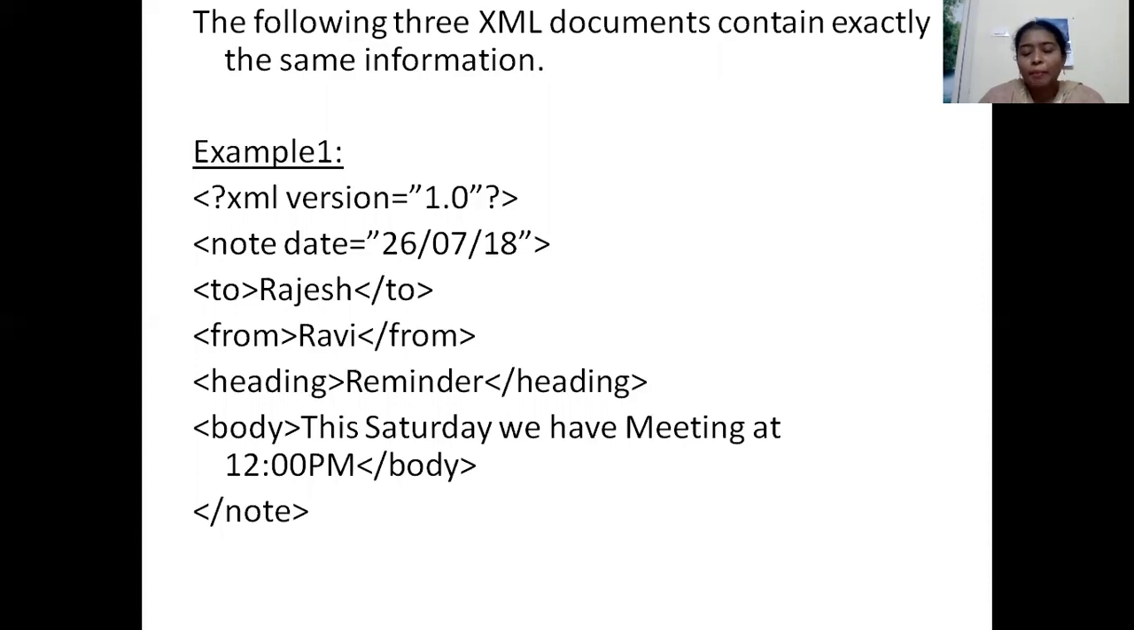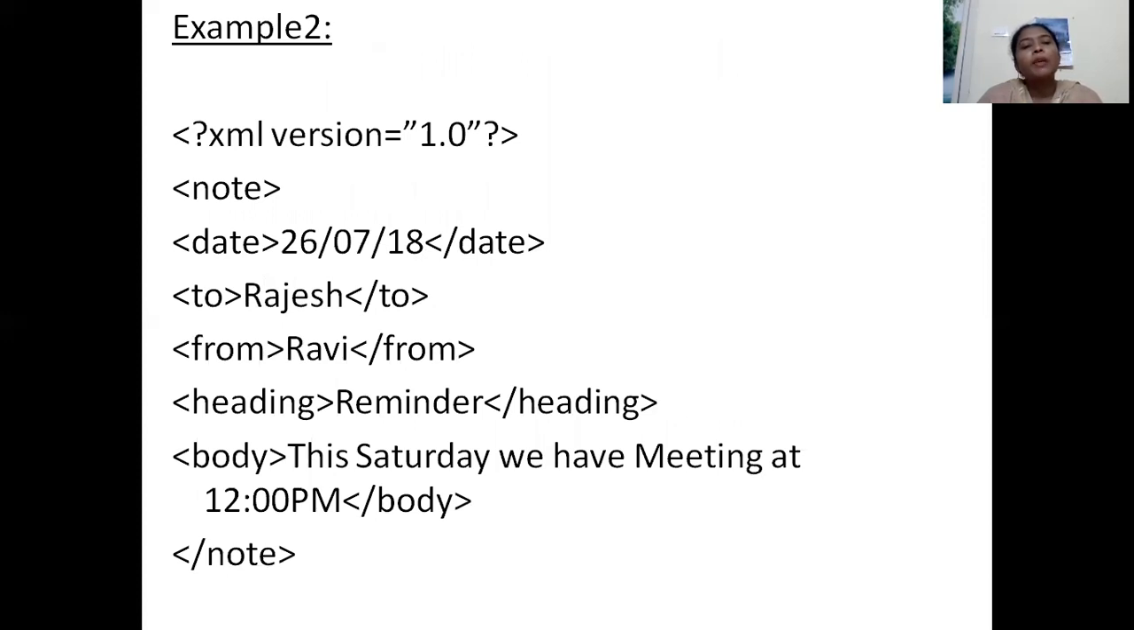The same example can be explained in another way. Let us see that. In example 2, the first line explains the XML statement and note is a root element. Here now, date is not an attribute, but date is an element.